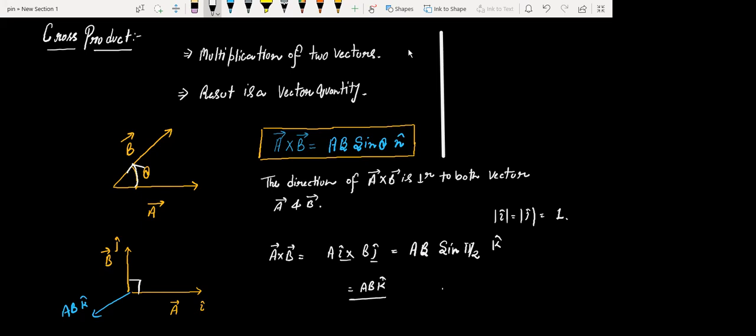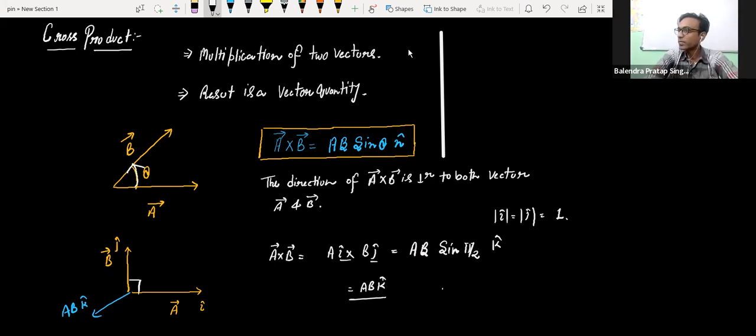Sir, can you explain again how to use the right hand thumb rule? Okay, so suppose this is a vector along this axis, and this is another vector. These are two vectors. So what you have to do is put your palm on one vector. Suppose you are calculating this cross this. You have to put your palm and rotate it from one vector to the other vector. Then the thumb will give you the direction of the third vector.